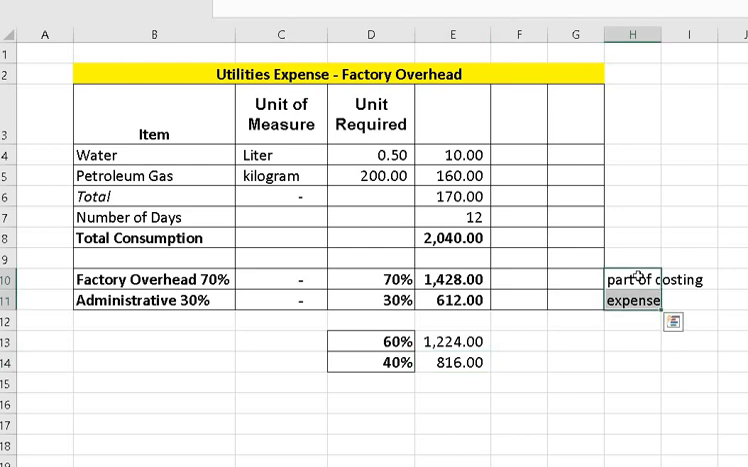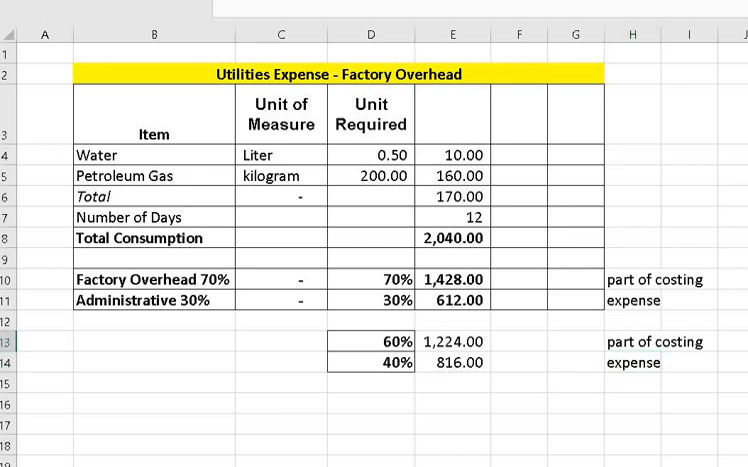Yung 40%, the 60% will be part of the costing, which is 1,224, and the 40%, 816 will be part of the expense.